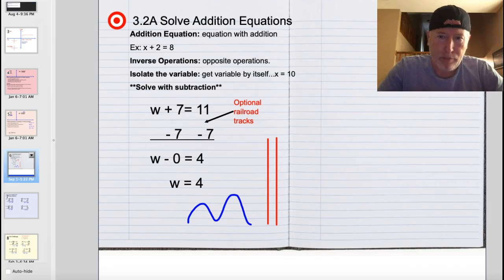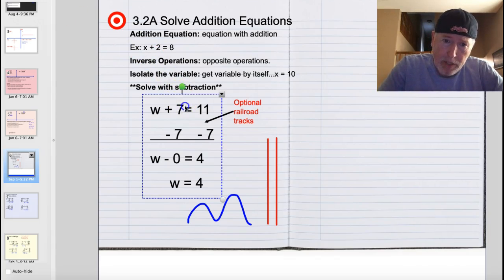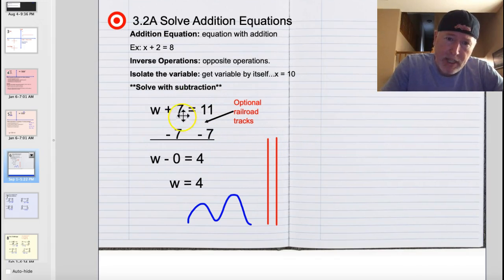I know I sound like a broken record. I've said these things over and over again because they're difficult terms, and that's why we're using these simple numbers to get started with. So, all right, here we go. We'll take a look at this one here. I had w plus 7 equals 11. How do we go about solving that? Well, in order to isolate the w and get it by itself, we have to subtract 7 from both sides.